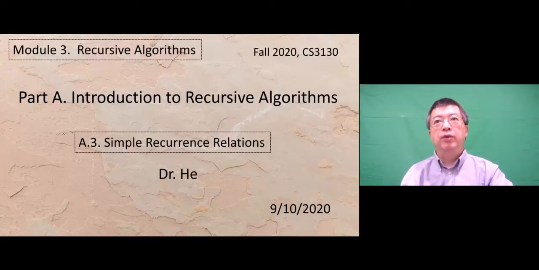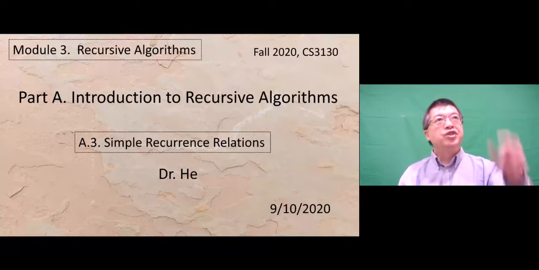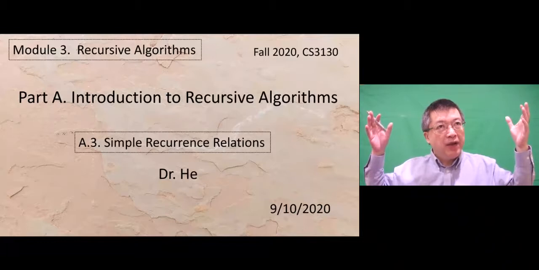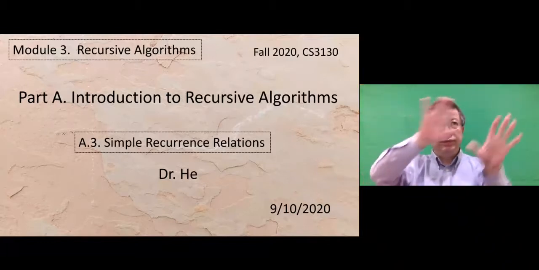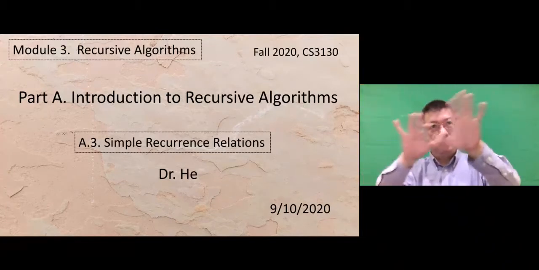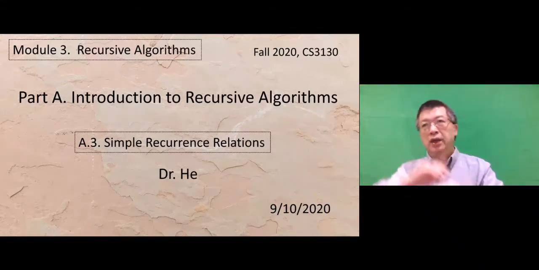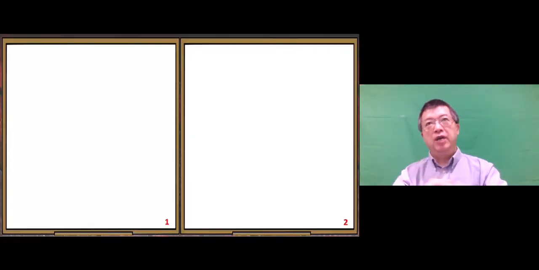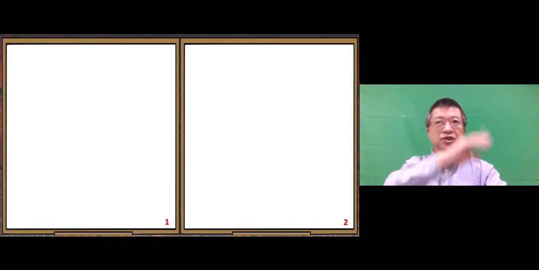8.3 Simple recurrence relations. After we solve the problem, so that means we have some idea to do the recursion, do the arrangement, write the code. Then we need to do analysis. How many operations we need to do to solve this problem, right? Yeah, this part, 8.3, let's do the analysis part.